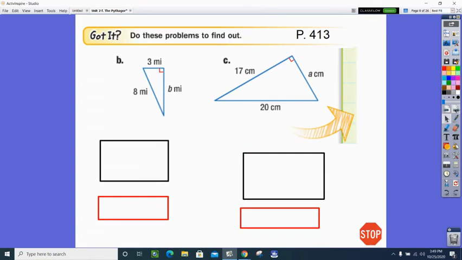Okay, so I'm going to let you try part B. Once you've done B, come back. Let's make sure you're right before you do C.